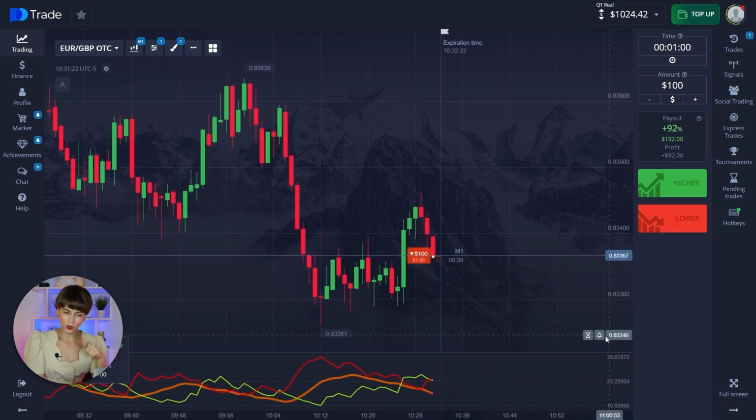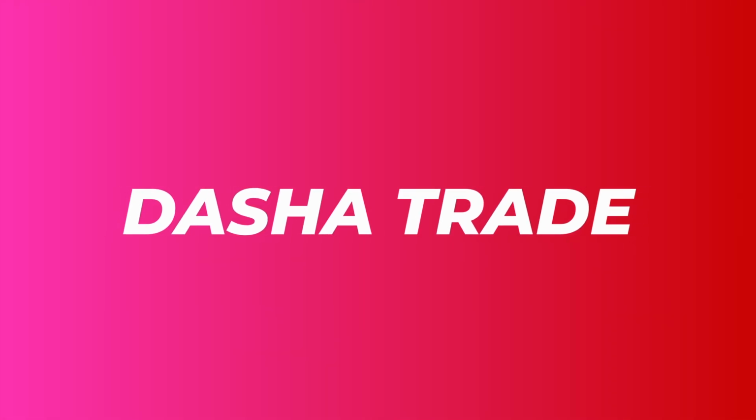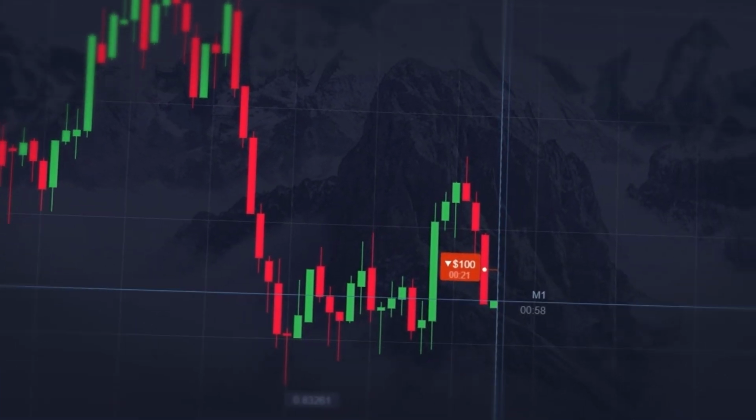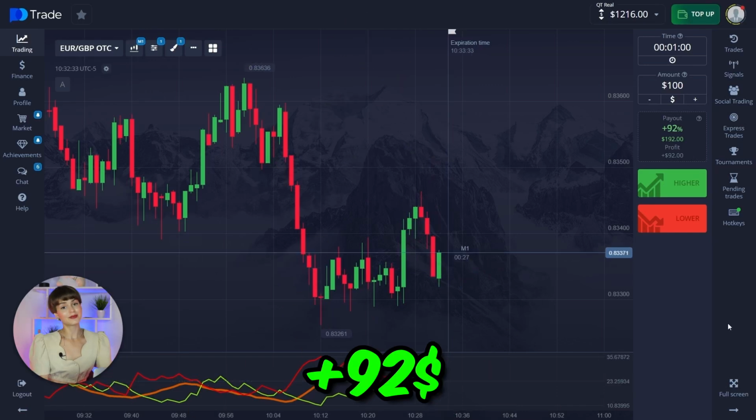Let's enter with lower here. We did it. Okay, the red line intersected the green one. Our volatility is lower than 30%, so it's very small. And with no problem, we managed to close in a profit.